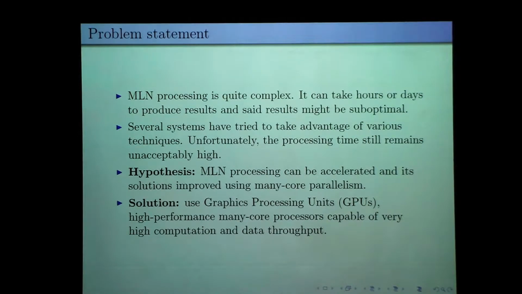So what is the problem of MLNs? Well, the processing of an MLN is quite complex. It can take hours or days to produce the results we want. And when it produces them, those results may not be optimal, and there may be room for a lot of improvement. Several systems have tried to take advantage of techniques like multi-core parallelism and lifted inference. Unfortunately, the processing time is still very high.